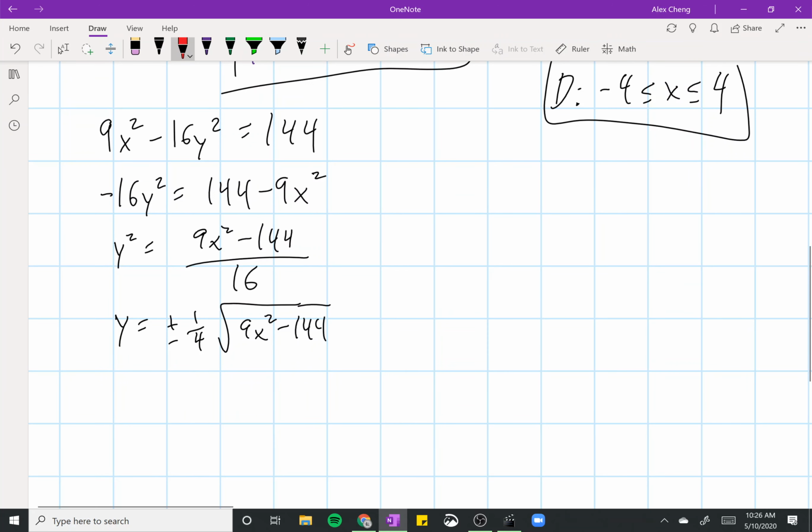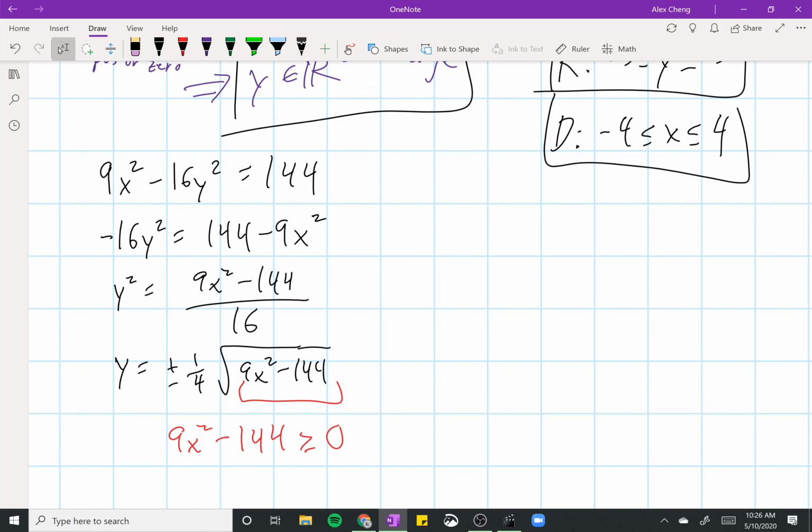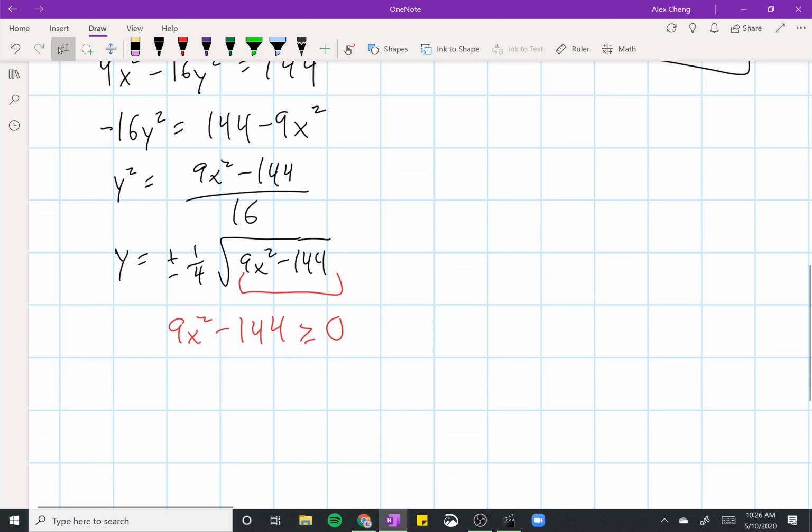Now, once again, let us look inside. And I know that 9x squared minus 144 must be greater than or equal to 0. So right off the bat, we can see that I can't just plug in any old x value, because if the x value is not big enough, then you'll have a positive number minus a positive number. It could definitely create a negative number, in which case you wouldn't be able to take the square root of it. So we do need to check this.